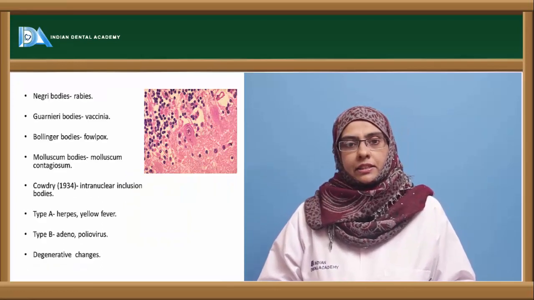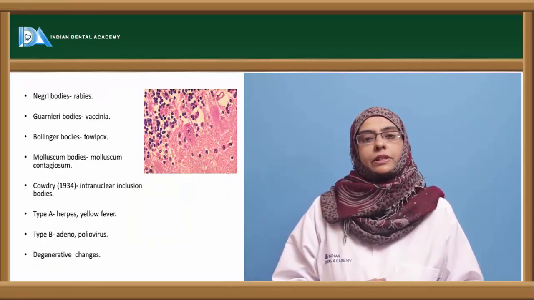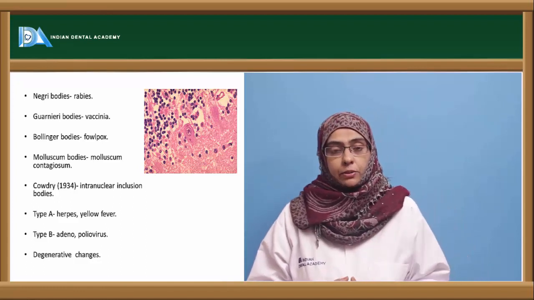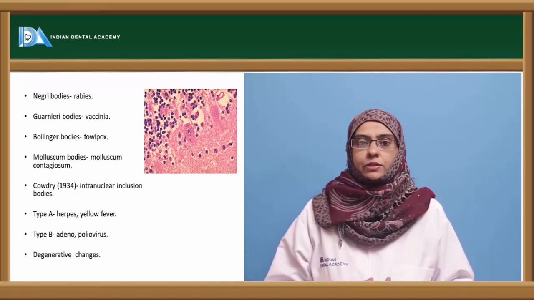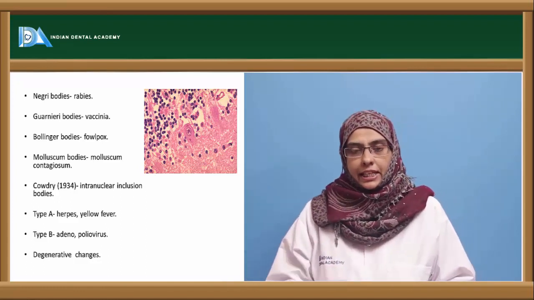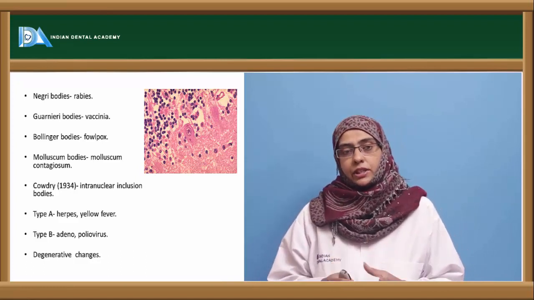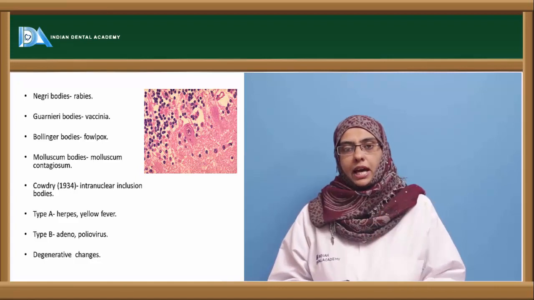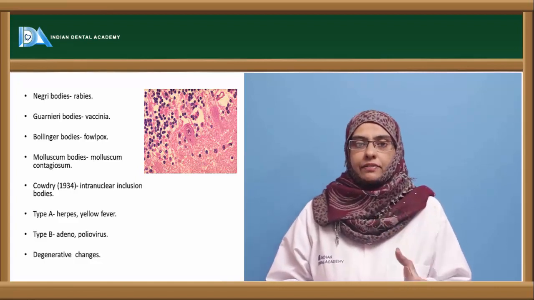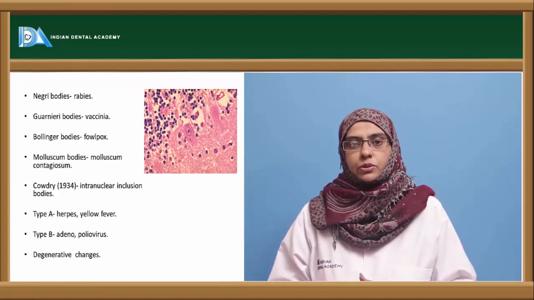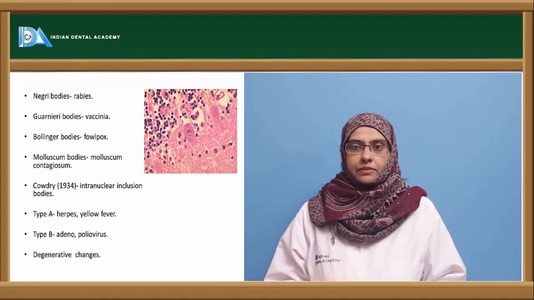Next, there are certain viruses that have the ability to produce intracytoplasmic eosinophilic granules. These are called Negri bodies, which can be seen during rabies infection, and these Negri bodies are usually present in the brain cells of the animals or the host cell. So identification of the Negri bodies helps us to identify rabies infections.